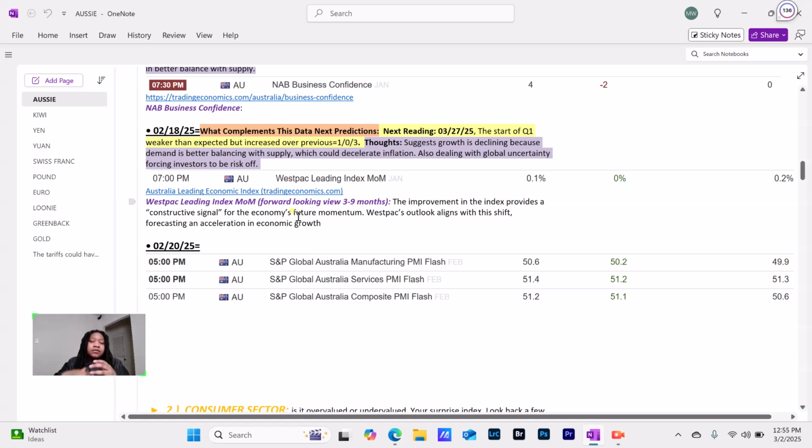Now, the Westpac leading index, this is like a forward look for the economy for 3 to 9 months out that you can see here.